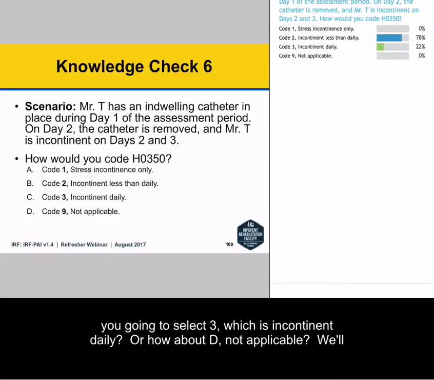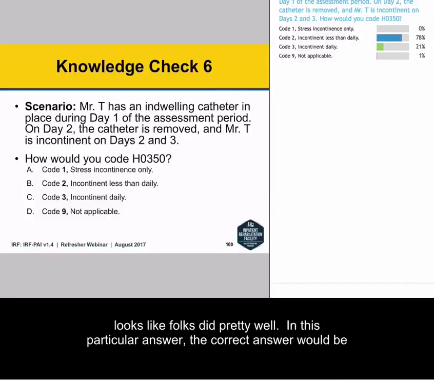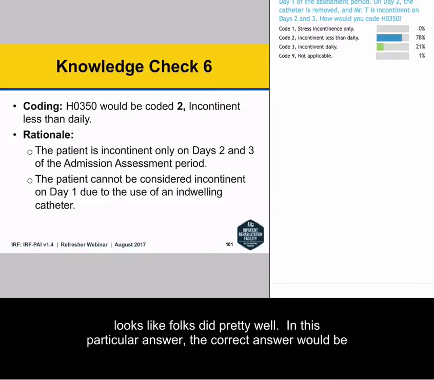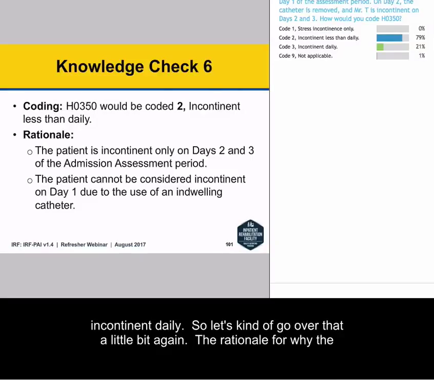Give people a few minutes to answer up. Okay, numbers are still coming in. All right, it looks like folks did pretty well. In this particular case, the correct answer would be coded as a 2, incontinent less than daily. And there were some responses that were incontinent daily, so let's go over that a little bit again.